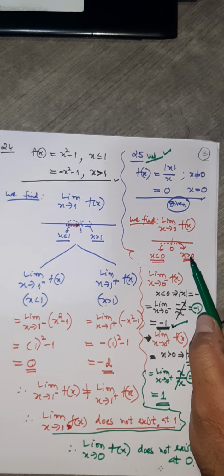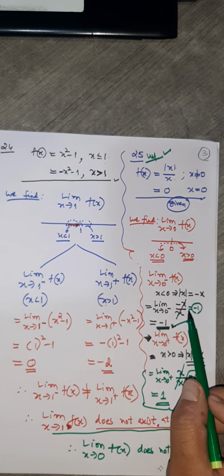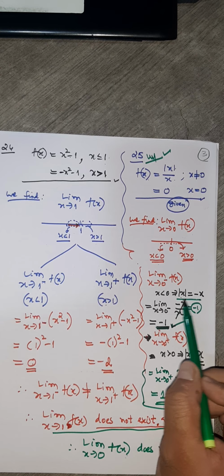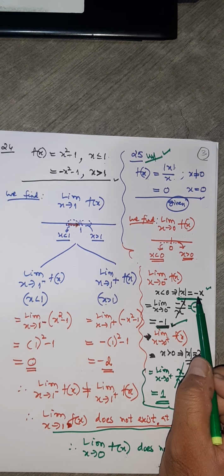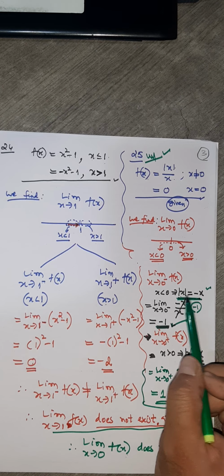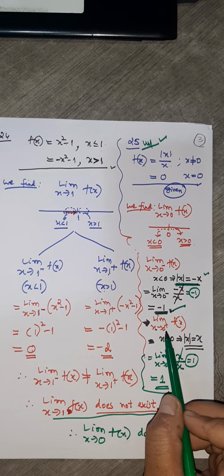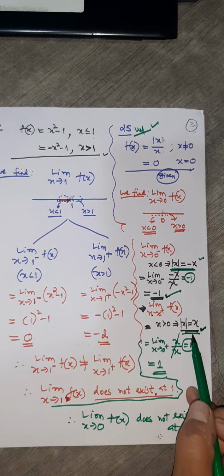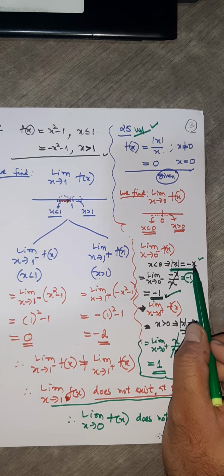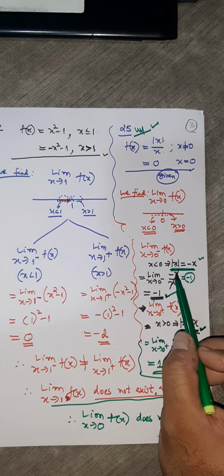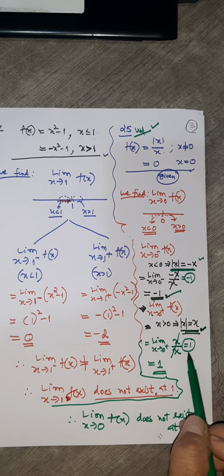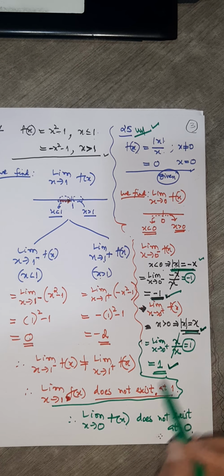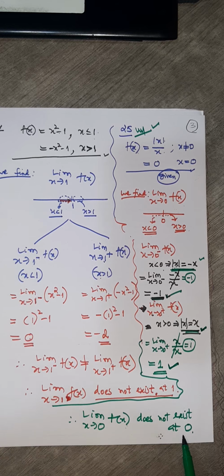Since it is modulus, I split it into right and left. For x less than 0, modulus x is minus x, 11th standard, chapter of relations and functions, you know. For x greater than 0, modulus x is x. That is the only important part in this entire solution. Modulus x becomes minus x, so x and x will go away, minus 1. x and x will go away, 1. Limit from left, minus 1. Limit from right, 1. And therefore, you can say that the limit of the function doesn't exist.